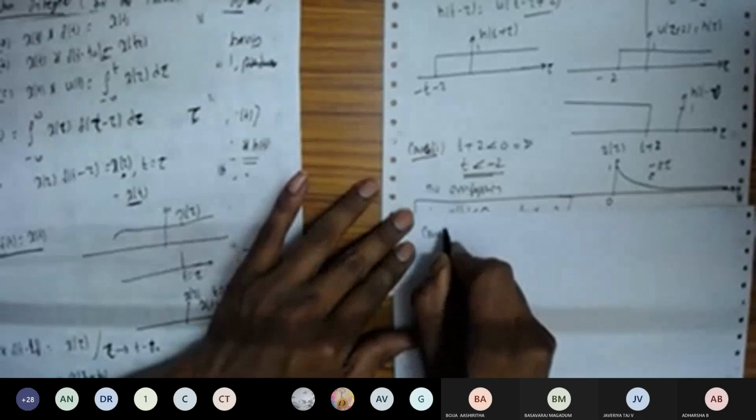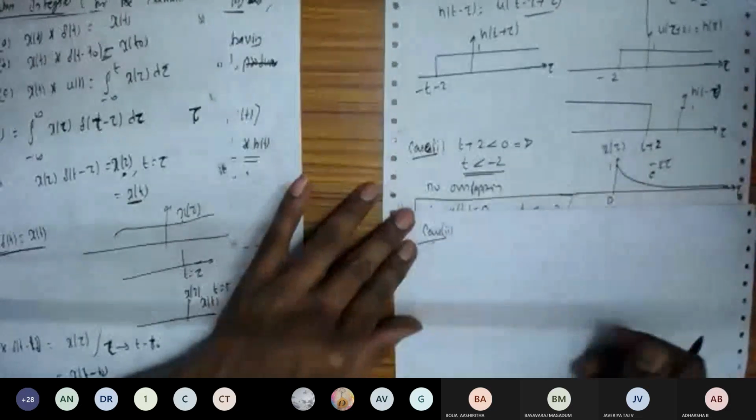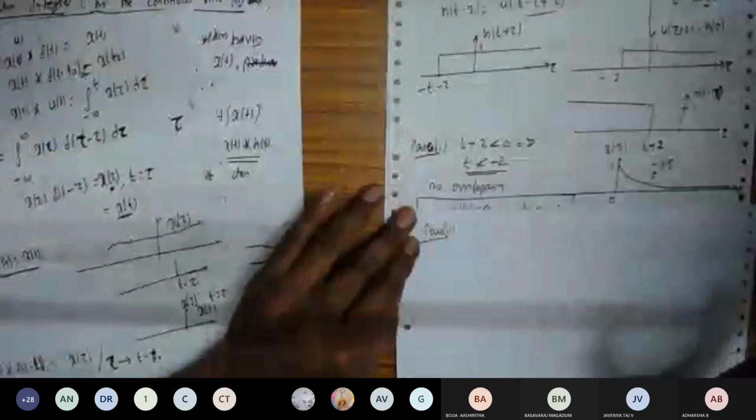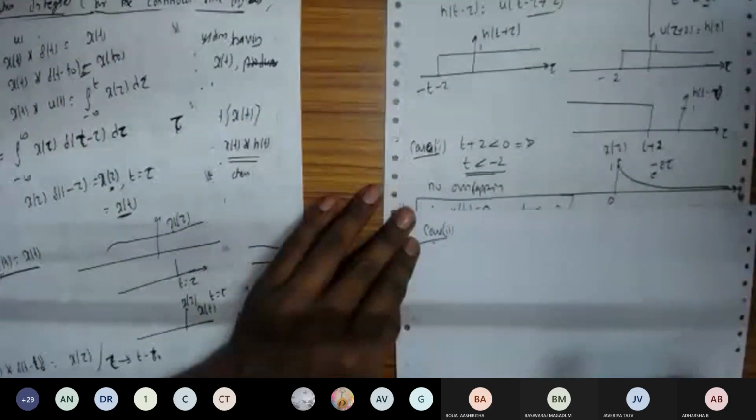If you are not understanding, ask me, because you can easily score the marks. 20 marks you can score just by plotting the waveforms and taking the equation. That's it, nothing else you need to do here.